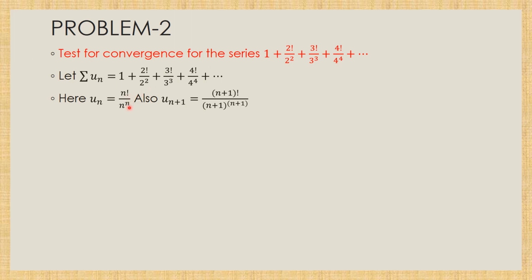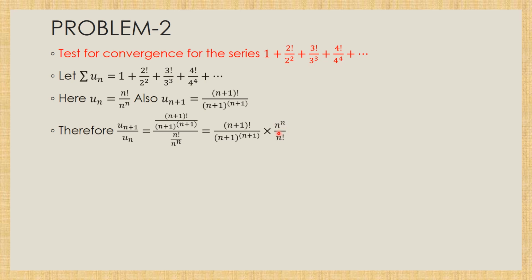Therefore un plus 1 can be written. It is just enough to replace n by n plus 1 in un. So n plus 1 factorial divided by n plus 1 raised to n plus 1. Now un plus 1 divided by un is equal to, this numerator is un plus 1, this denominator is un. Now two ratios are divided, so for the denominator ratio we take the reciprocal and multiply. That is written here: n plus 1 factorial divided by n plus 1 power n plus 1 into n power n divided by n factorial.